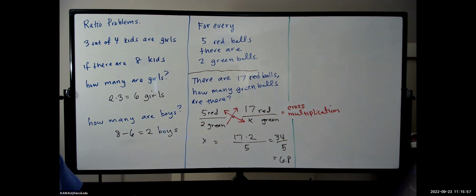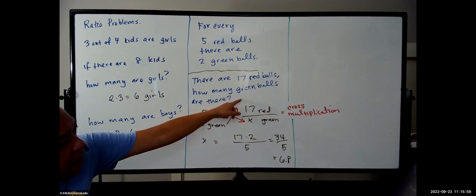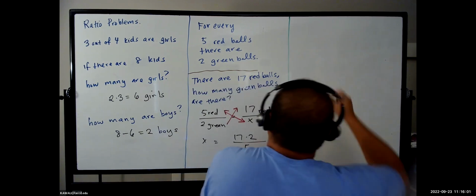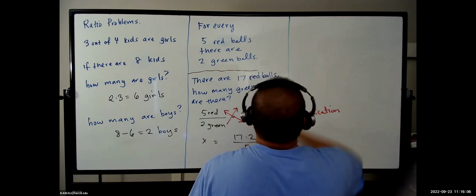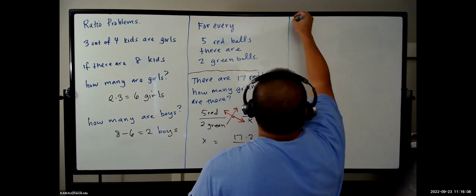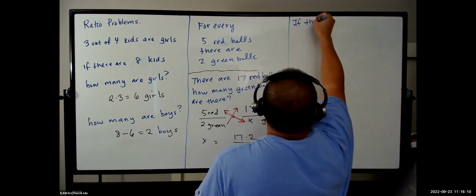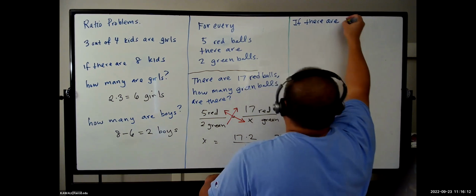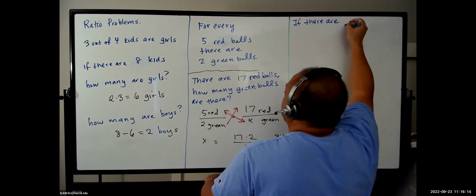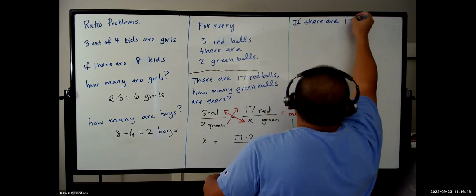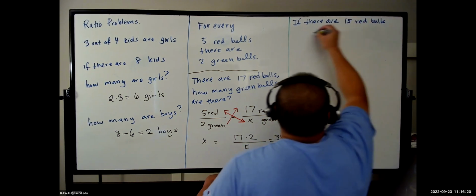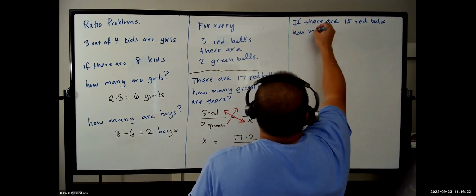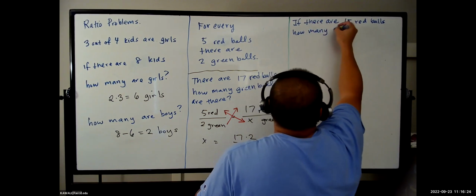So let's try this again. So let's use the same information. Okay, using the same information, if there are 15 red balls, how many green balls are there?